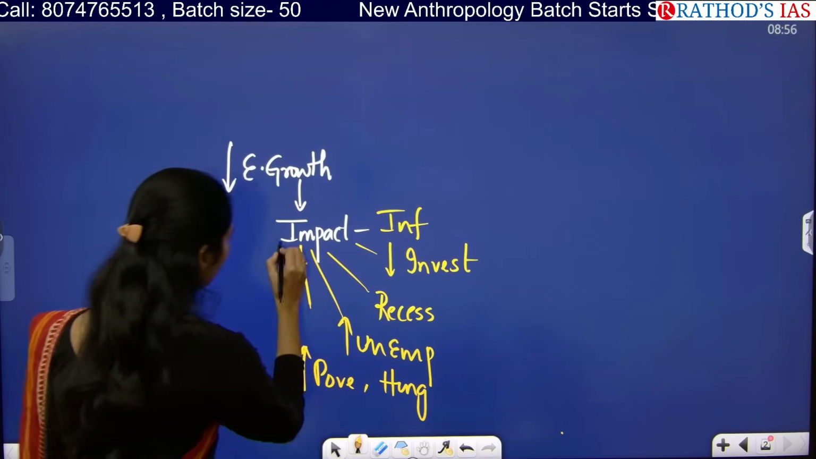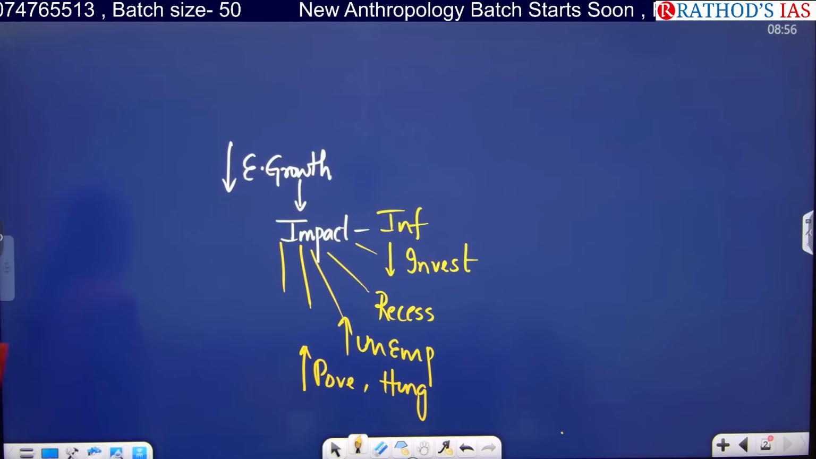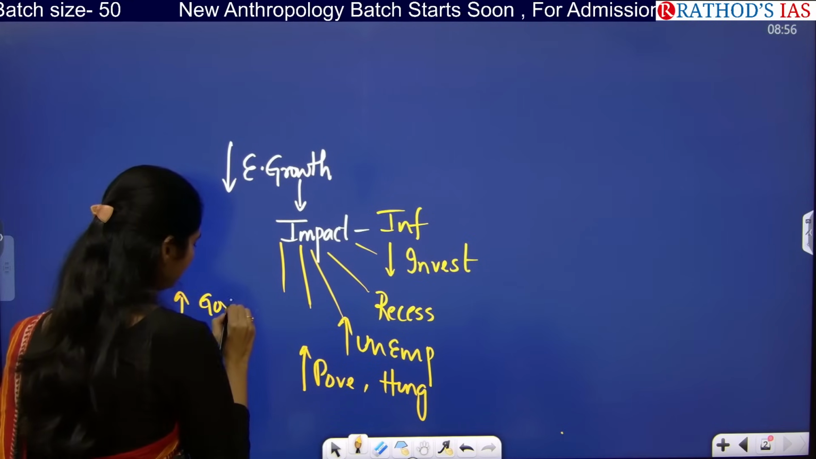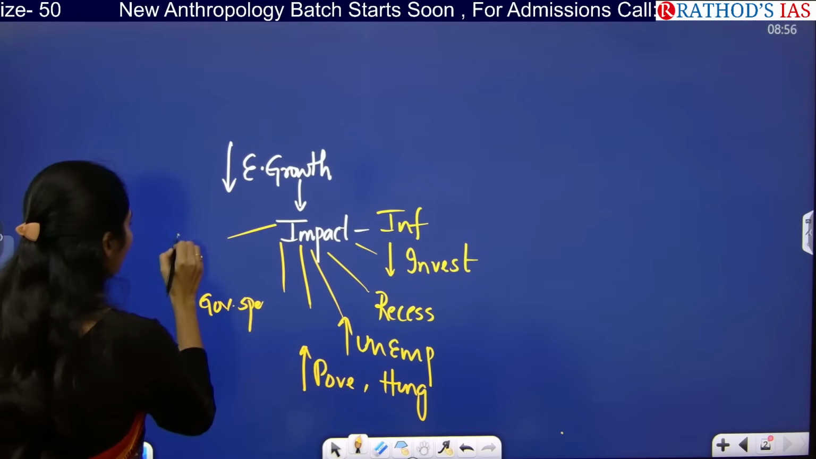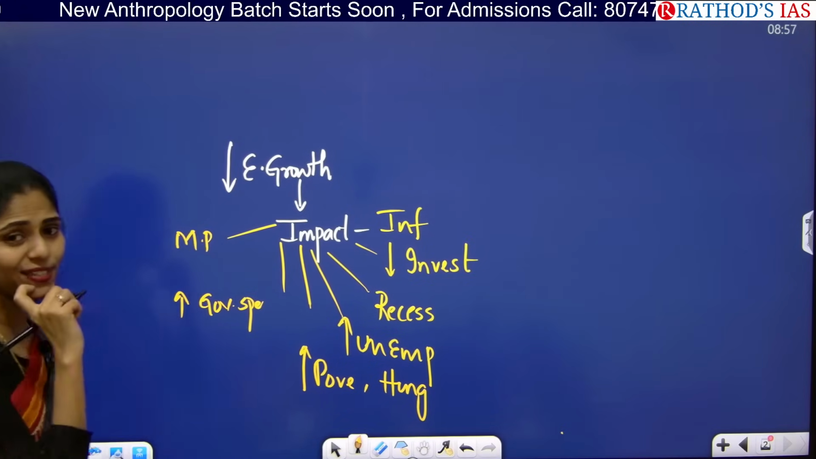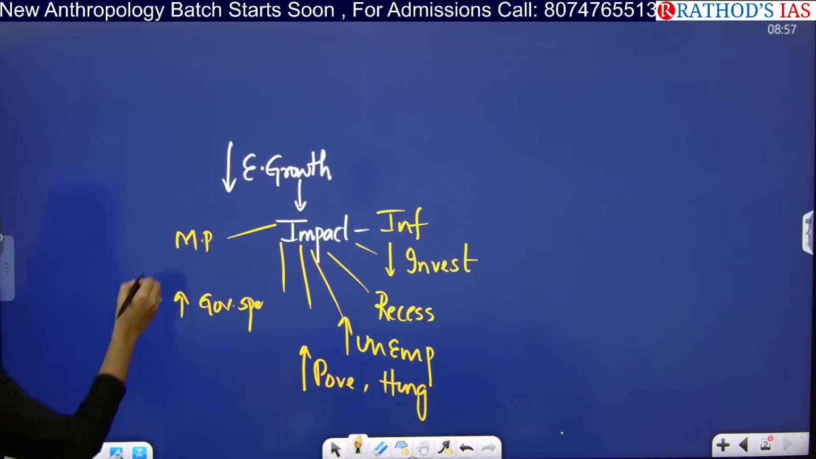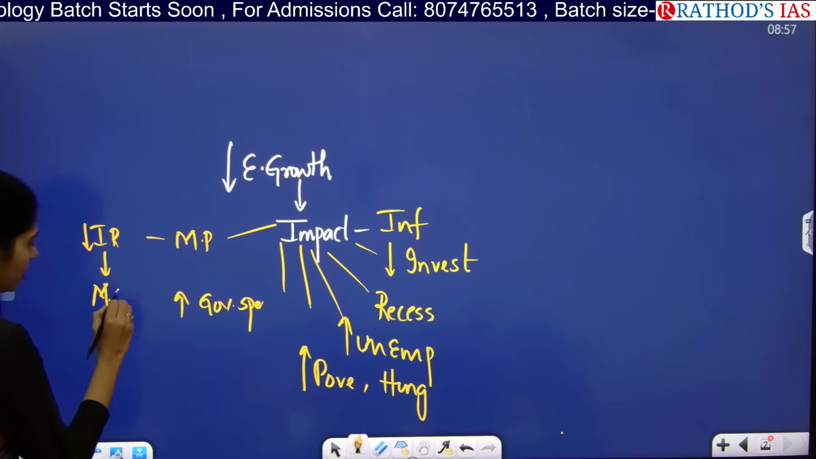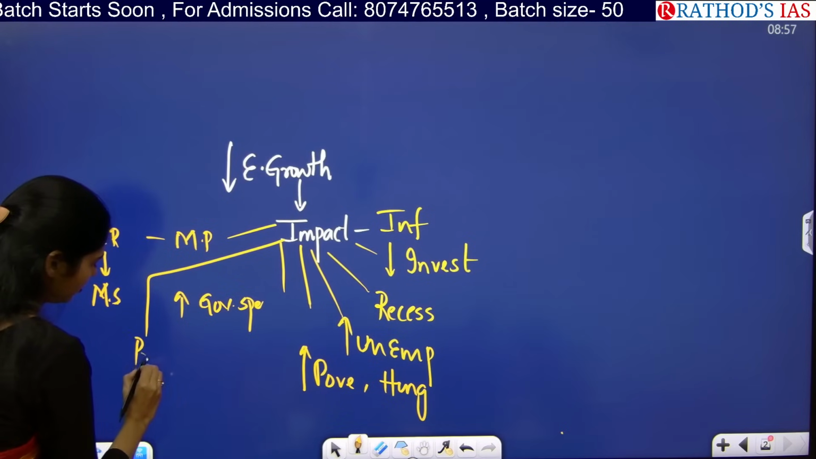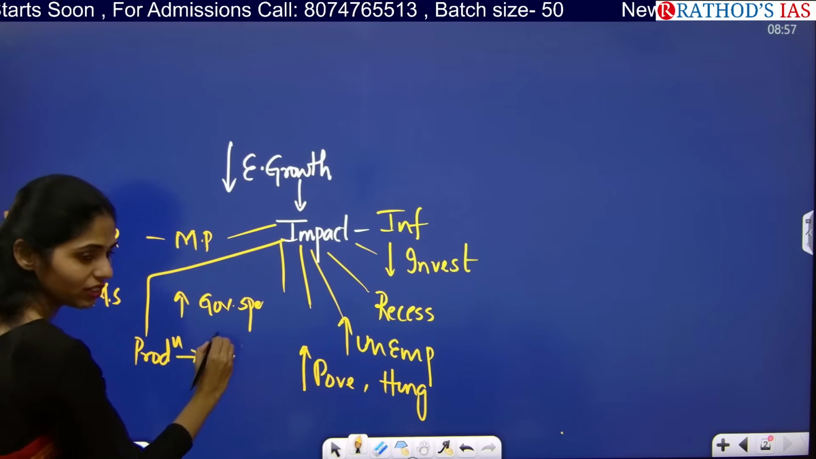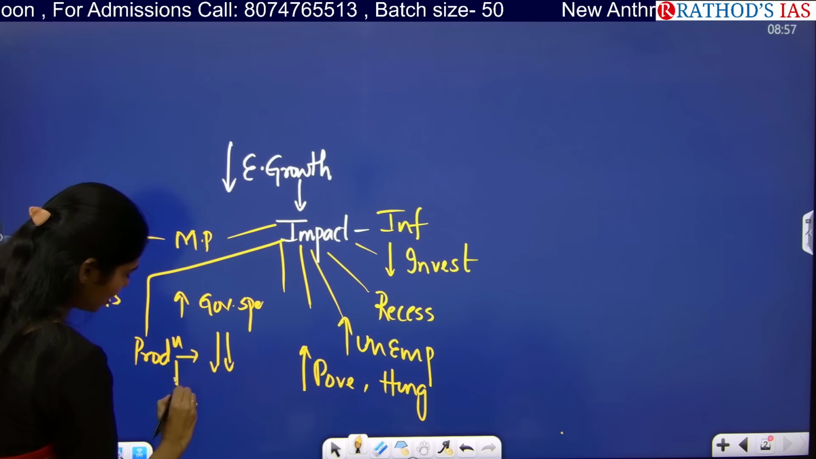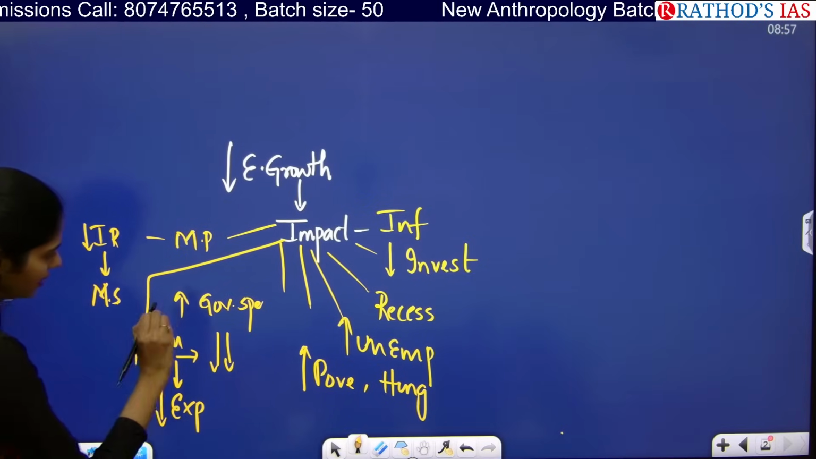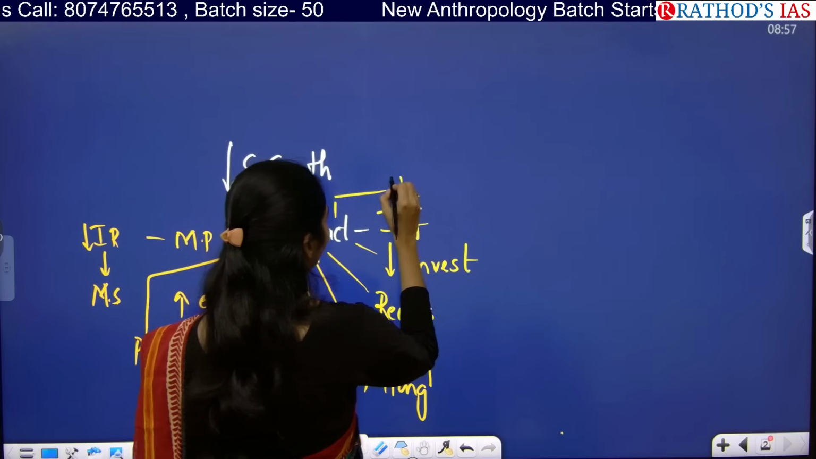Next. What about government spending? Decreased or increased? Yes, increasing government spending. And what about monetary policy? Should the interest rate be increased or decreased? Okay, decreasing the interest rate so that we can increase money supply in the market. What about production? Production will be decreased. So if production is decreasing, what about our exports? Exports will be decreased.